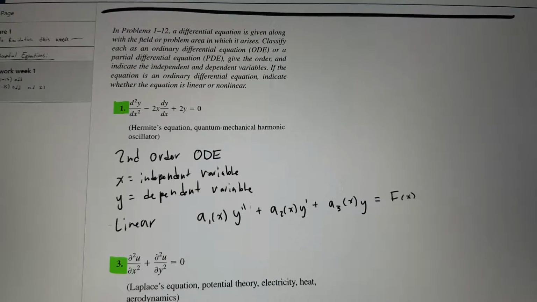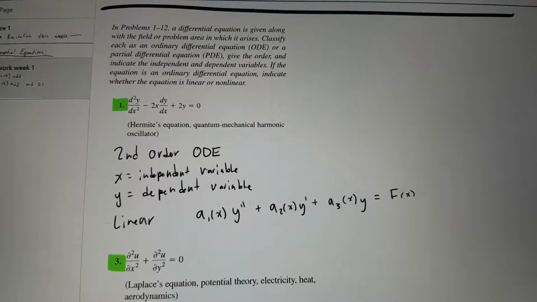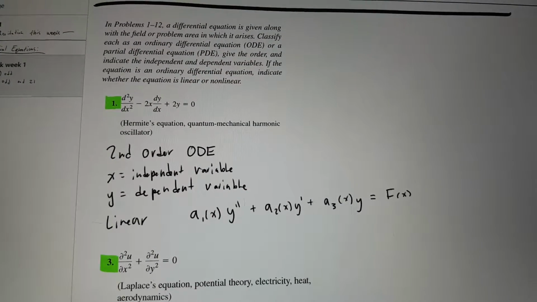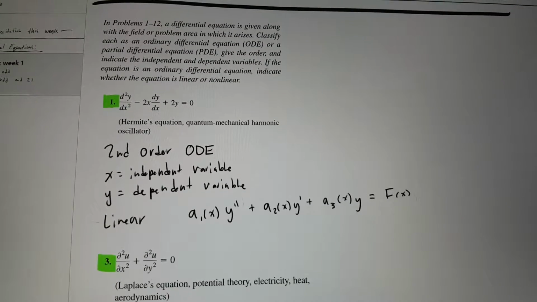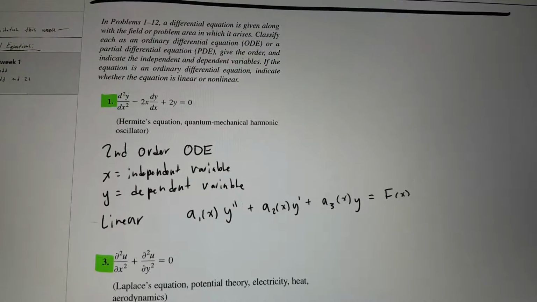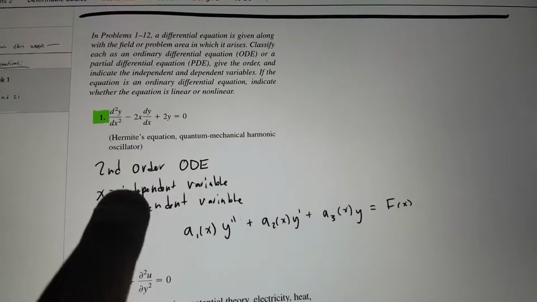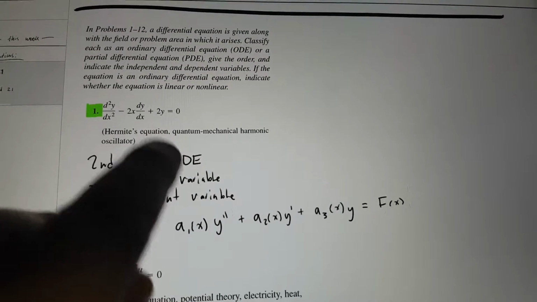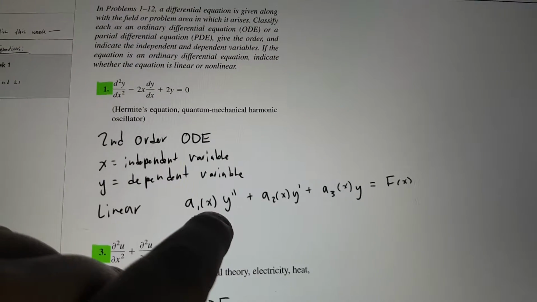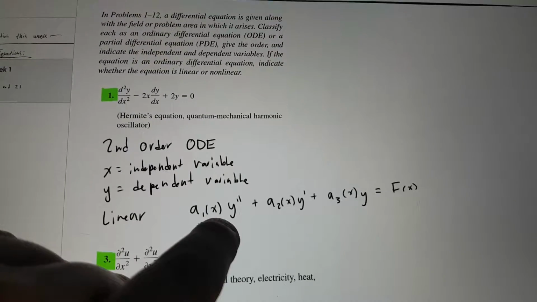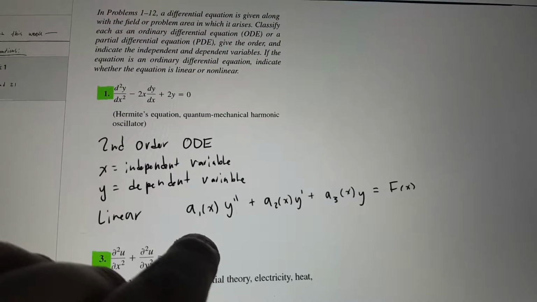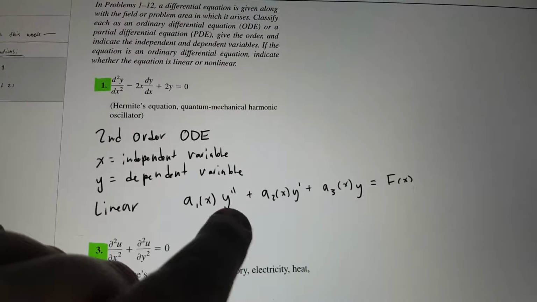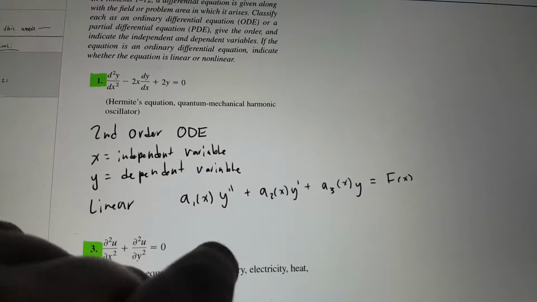This one is: classify as an ordinary or partial differential equation, give the order, and indicate the independent and dependent variables. If the equation is an ordinary differential equation, indicate whether the equation is linear or nonlinear. So this one here is a second order differential equation because we've got a y double prime term here. X is an independent variable in this case, and y is dependent because there's no partial derivatives here, and it's linear because it's in the form of something times y double prime and something times y prime, etc.